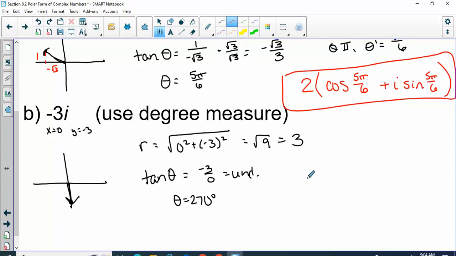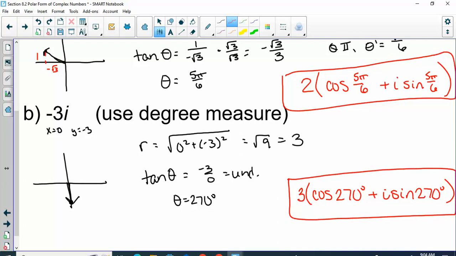So then my form will be r times, so 3 times the cosine of 3 pi over 2 plus I sine of 3 pi over 2, and that would be our final answer. Is this okay?